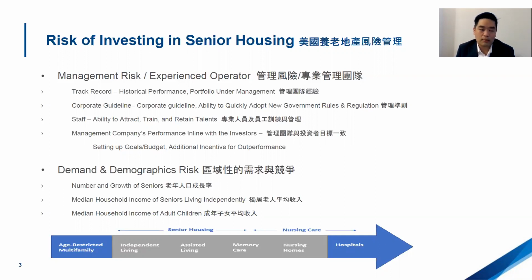Also, it's very important that we look at the corporate guideline of these senior housing management companies, or I should say their mission statement, and how quickly they can adapt to new government regulations and rules. For example, when COVID-19 hit, the management company we work with immediately gave a raise to everybody. They also went out and purchased almost 3 months' worth of supply to make sure we had everything under control. Unlike a lot of government-sponsored facilities, where it goes through a lot of approvals before you can make any decision.